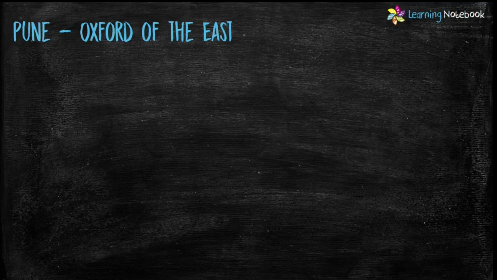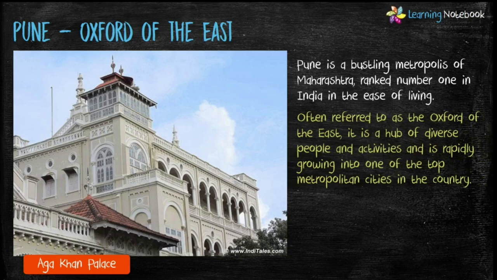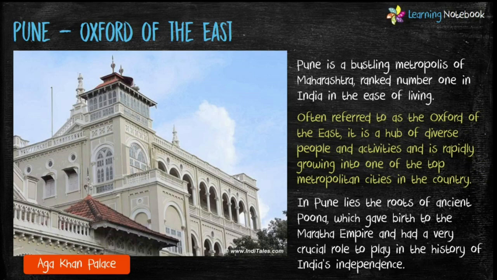Last famous place of Maharashtra is Pune. Often referred to as Oxford of the East, Pune is a hub of diverse people and activities and is rapidly growing into one of the top metropolitan cities in the country.